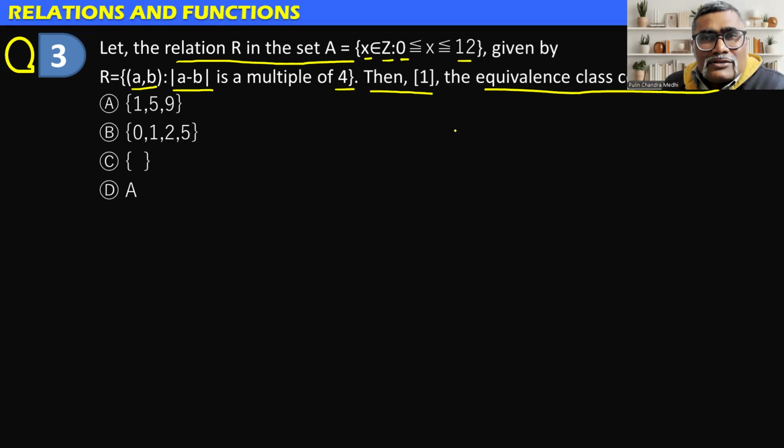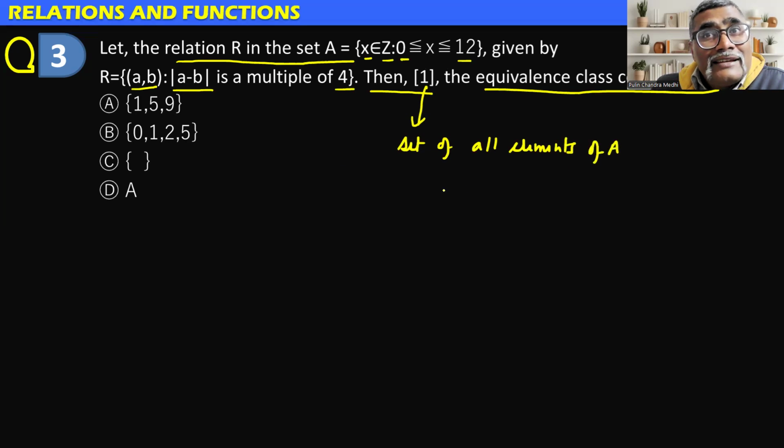The equivalence class of an element means all the elements which are related to that particular element under that relation. So if I am asking you what is this box one, that is the equivalence class of one, you have to talk to me about the set of all elements, right? Set of all elements of whom? Of A related to one.